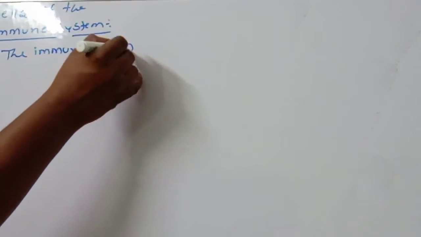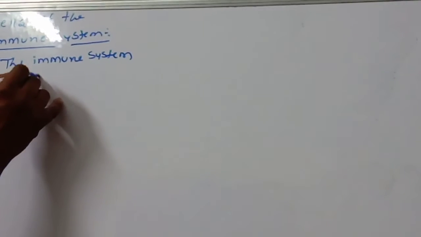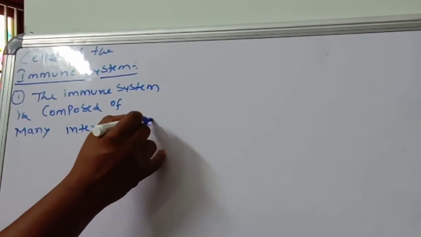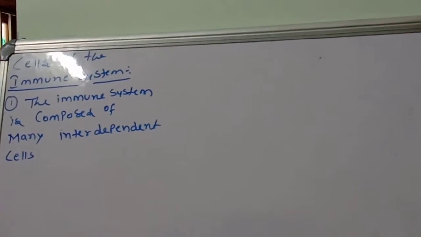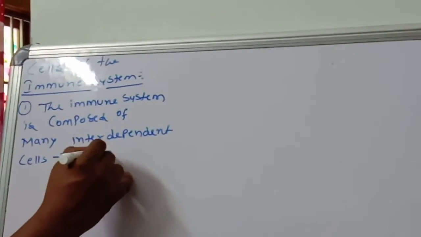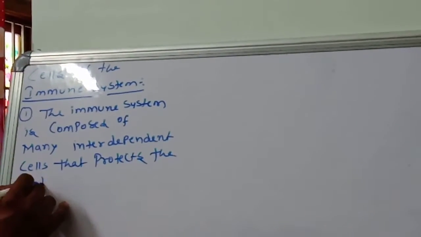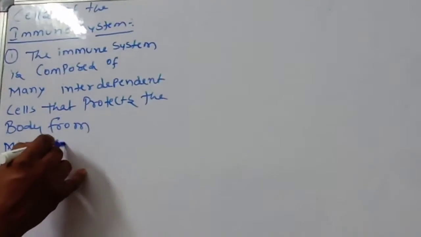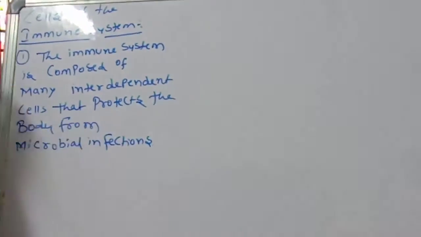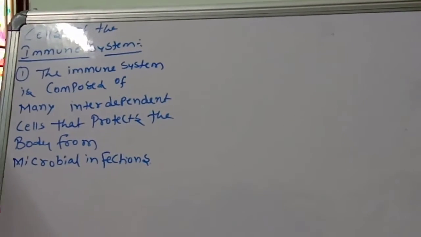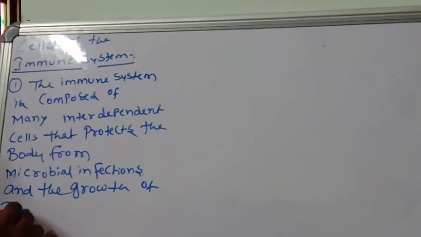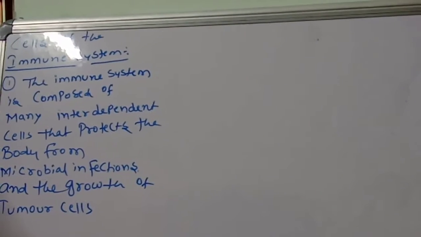The immune system is composed of many interdependent cells that protect the body from microbial infection and the growth of tumor cells. This point you have to remember. Okay children, tumor cells.